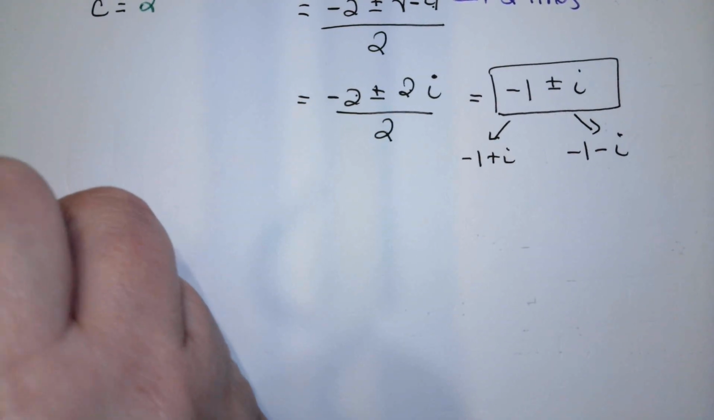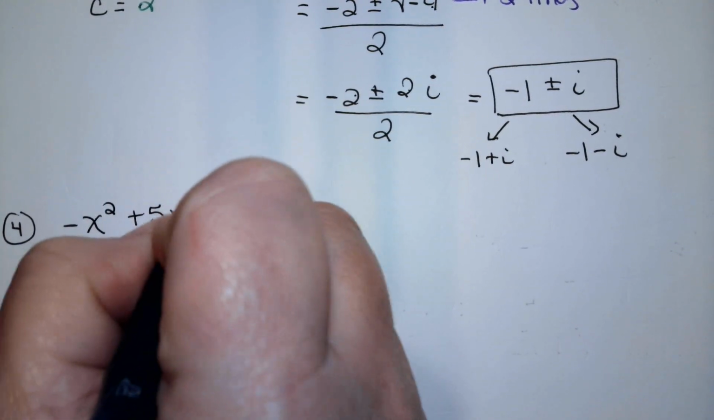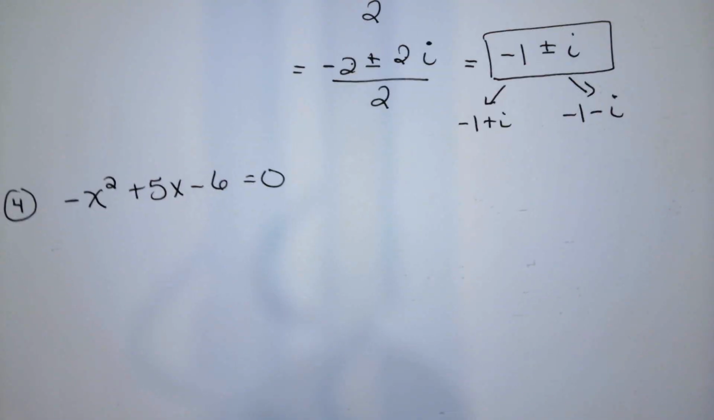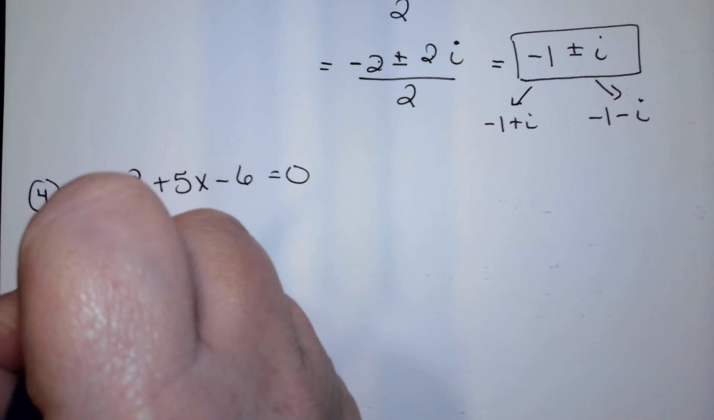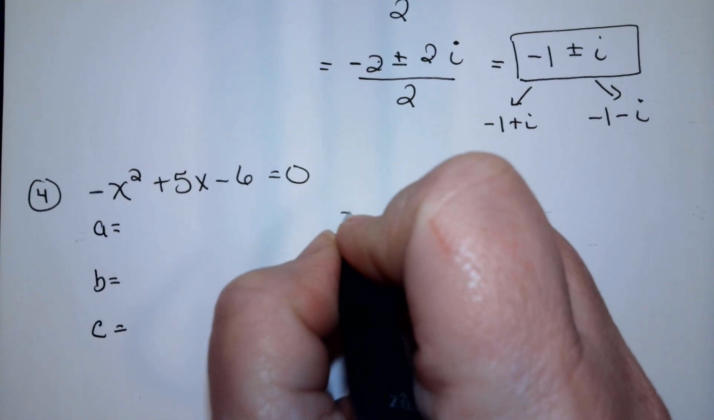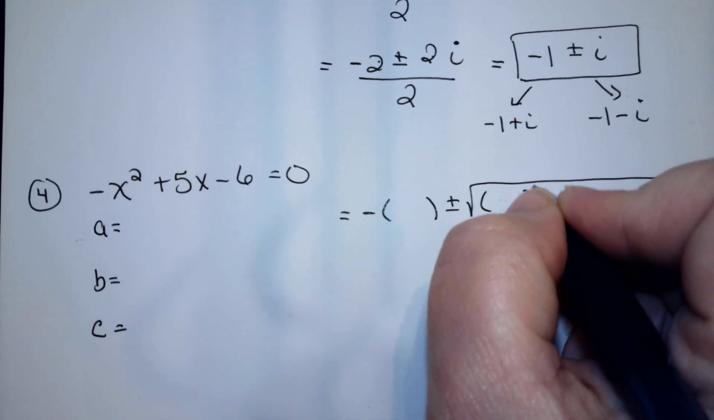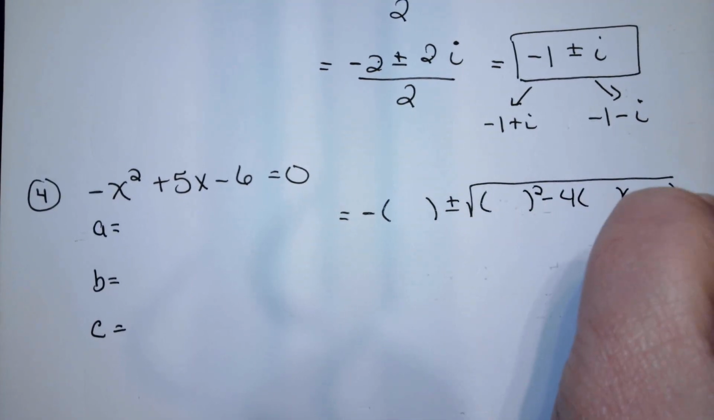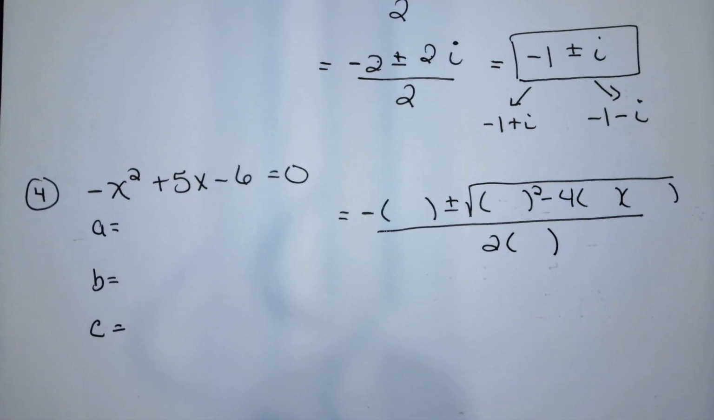All right, looking at example number 4, we've got negative x squared plus 5x minus 6 equals 0. All right, take about 45 seconds and pick out your A, B, C and substitute into the formula. Again, all I want you to do is just pick out the A, B, and C and substitute into your formula.